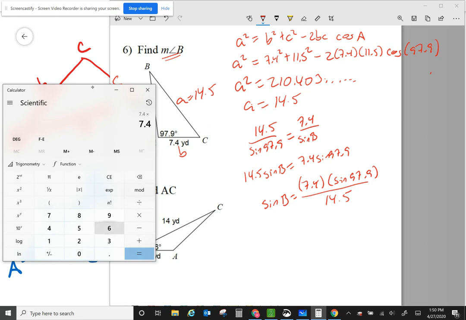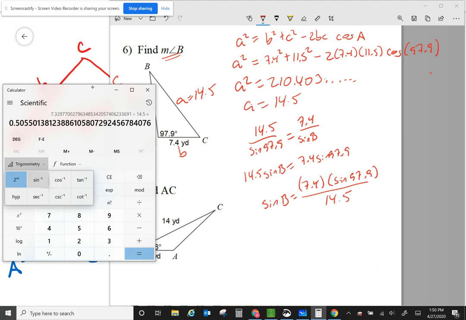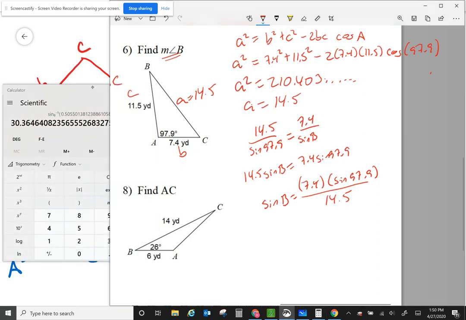7.4 times sine of 97.9, and press enter, divided by 14.5. I know that's sine of B, but don't I have to do the inverse of this? Let me do the inverse of this, and I'm just going to say that B is equal to 30.4.